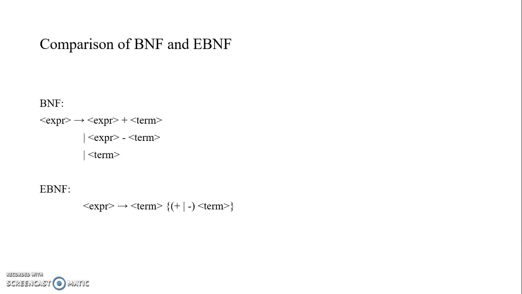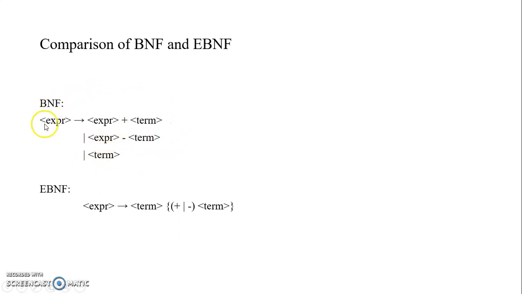Now in BNF I have written that I am adding one terminal with one non-terminal and subtracting one terminal with a non-terminal, and here expr represents one kind of non-terminal. See here, this arrow represents that we are assigning some value to the non-terminal. First I'm adding one non-terminal with a terminal, and the OR means we are adding that non-terminal with the terminal, or we are assigning the terminal itself.